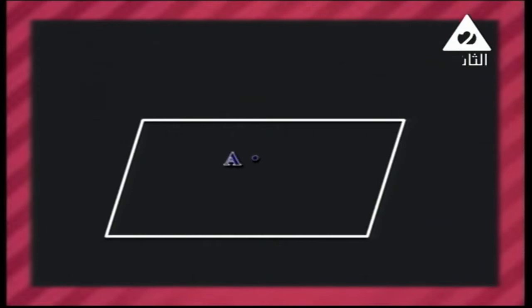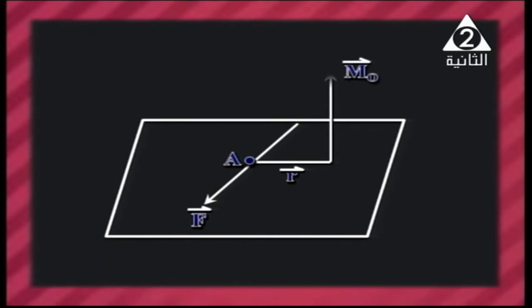We have a plane, inside it a body, a force acts on the body, its symbol is F, and R is the position vector of the force when it acts on the body. What is the moment about point O? Moment O equals R vector cross F vector.